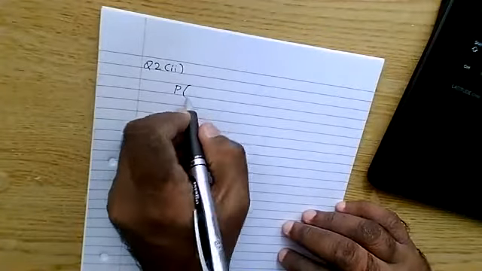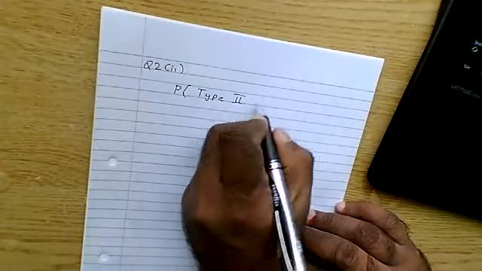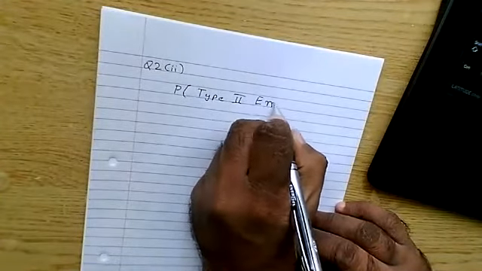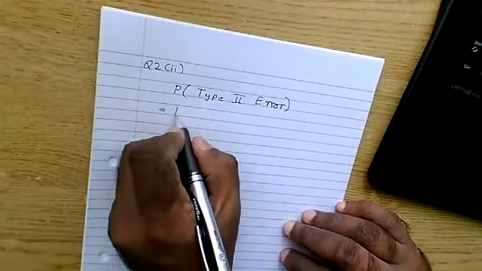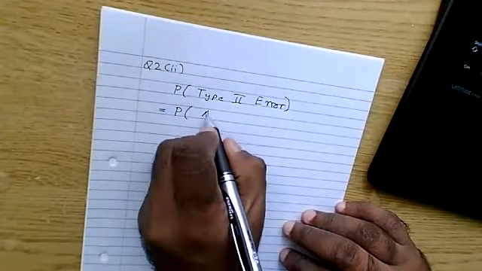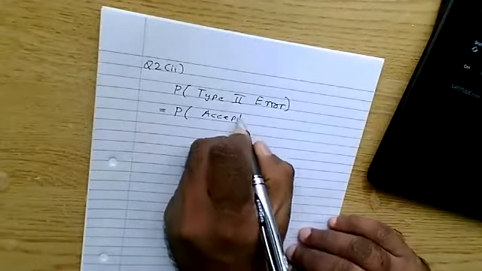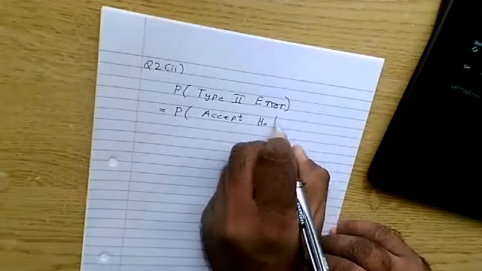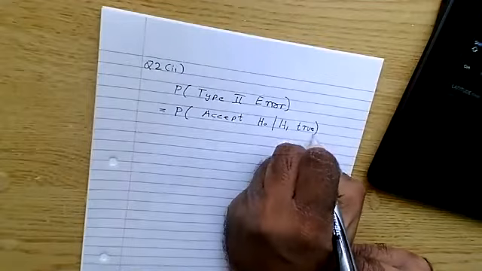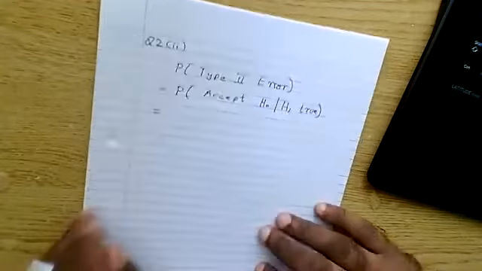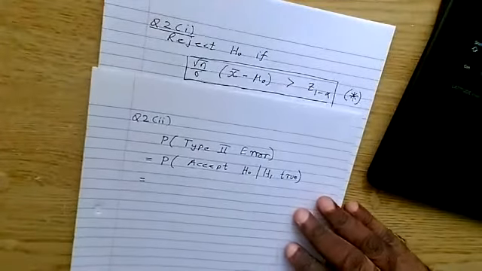Remember, we talked about the type 2 error last week. If you haven't watched the video, please do so. So the probability of type 2 error is the probability of accepting the null hypothesis when H1 is true. Right? Now let me go back to part 1 just briefly.